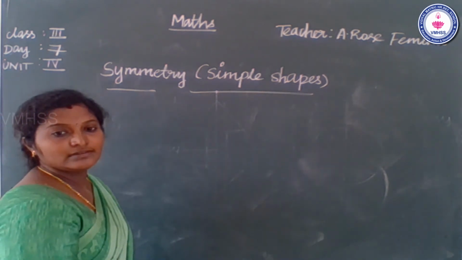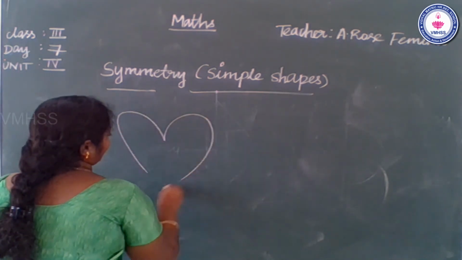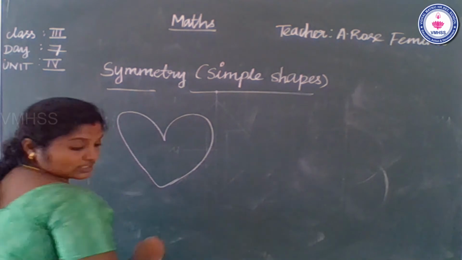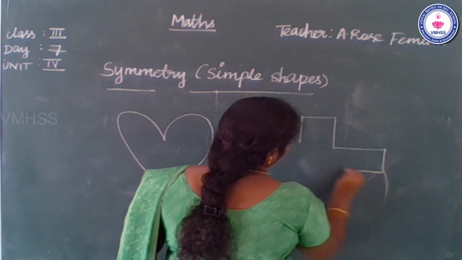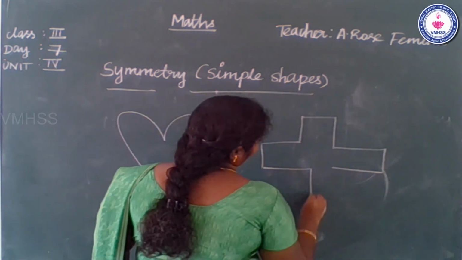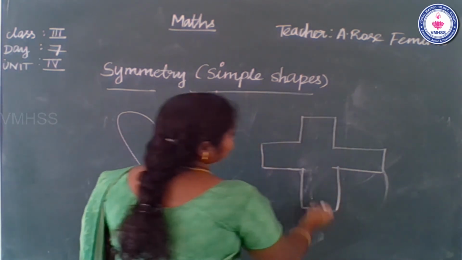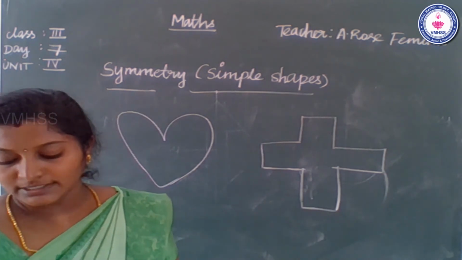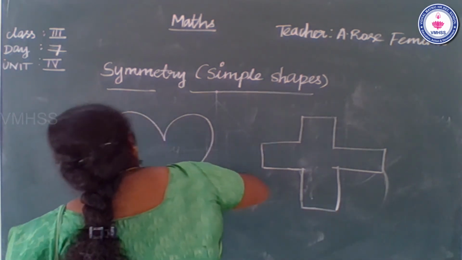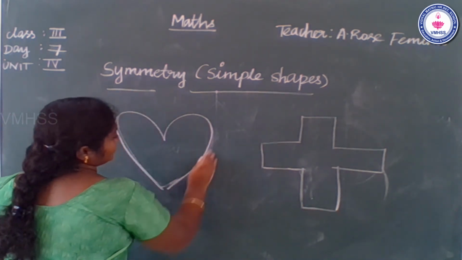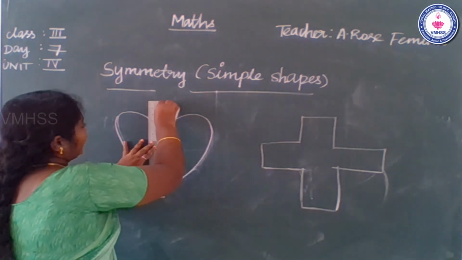So what is the next picture? So next picture is cotton. Okay, so next one is cotton. So what is the next picture? So next one is the cross picture. Okay, ma. So you take a ruler, use a ruler. So first one, divide the symmetrical picture.